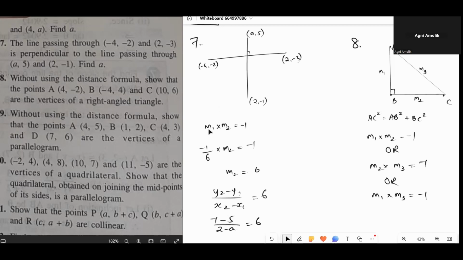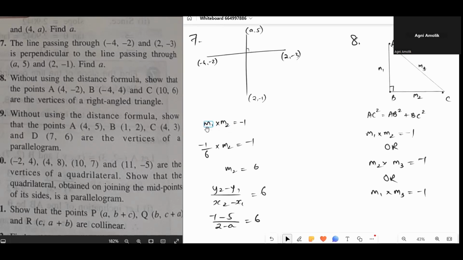The right method is what I said: find m1, find m2. How do you find m2? Not using this formula, but using the actual slope formula. How did you find m1? Same way, find m2 also using the slope formula. And then put those two values in this formula, m1 into m2 is equal to -1. A will be the missing value, you'll find A. What we did was find m1, and using the m1 into m2 formula, find m2. That is also okay. Then we use the slope formula, y2 minus y1 upon x2 minus x1, which is equal to 6. Again, A is the missing value, we'll find A.